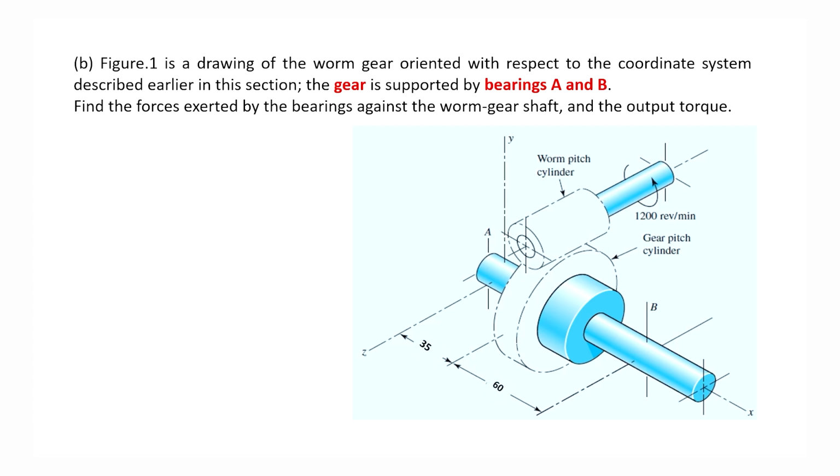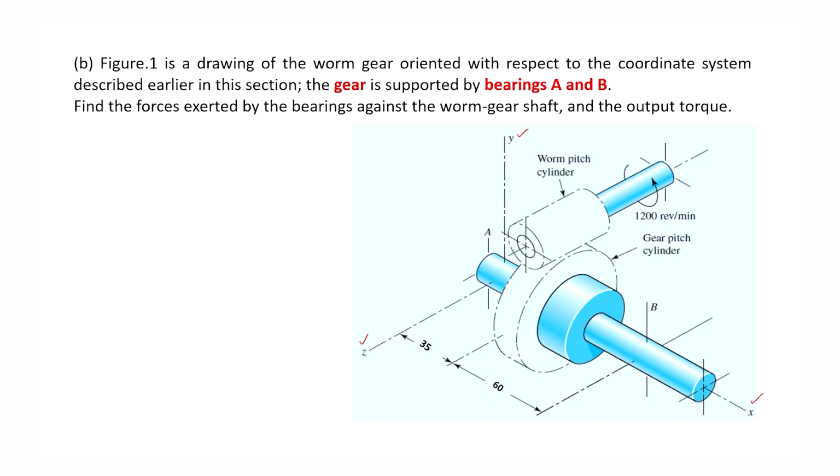B part of the question is: in this figure, the drawing of the worm gear is oriented with respect to the coordinate system described in this diagram. This is your y axis, this is x axis, z axis, and this one is the x axis. This is the pitch cylinder of the worm, and this is the pitch cylinder of the gear.